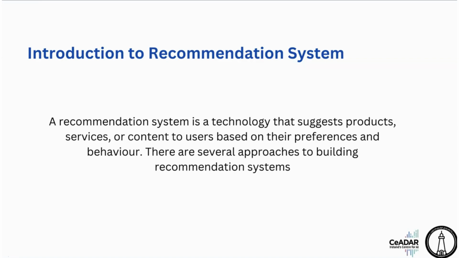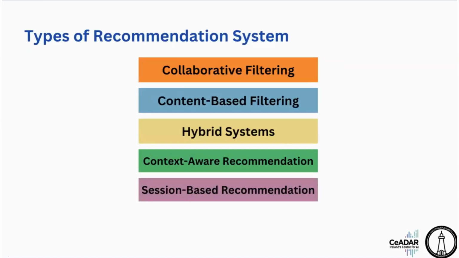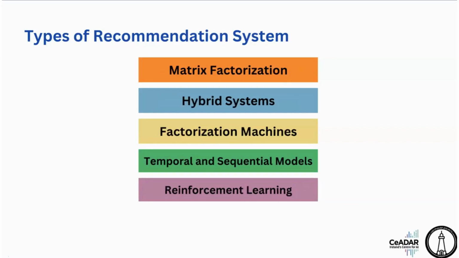There are several different types of recommendation systems being used currently. They are collaborative filtering, content-based filtering, hybrid systems, context-aware recommendation systems, session-based recommendation systems, matrix factorization machines, temporal and sequential models, and reinforcement models.